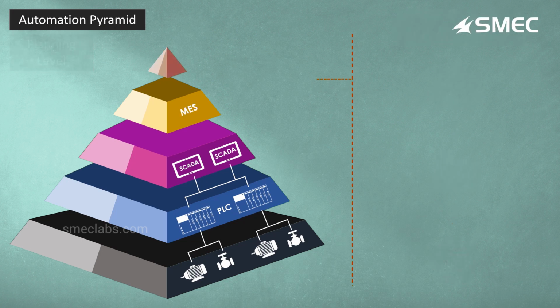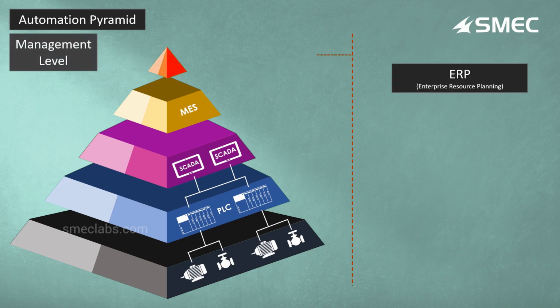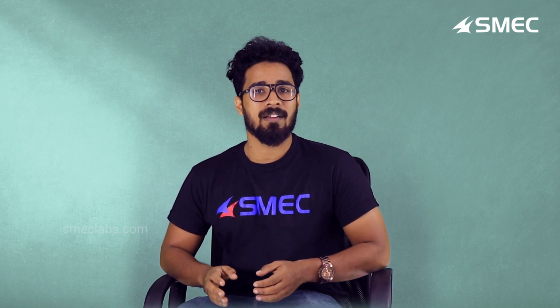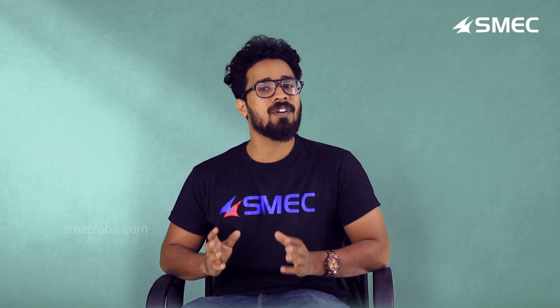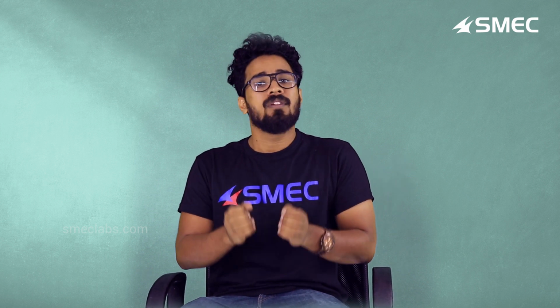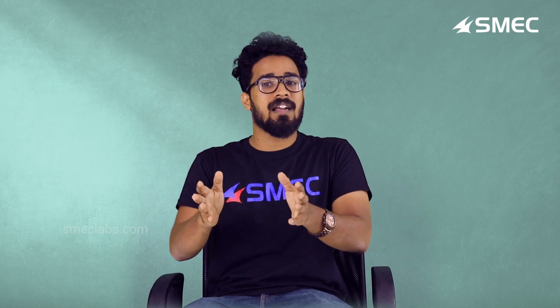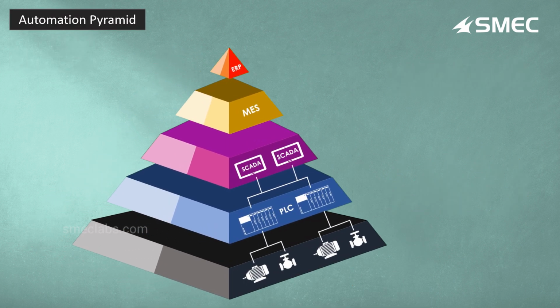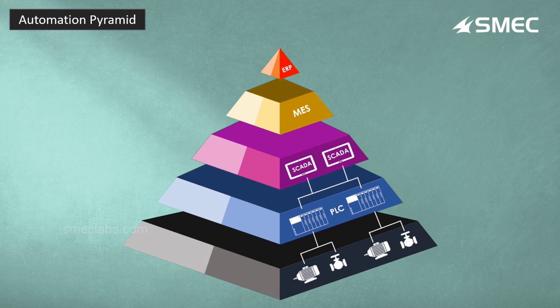The top level is the management level. The management level utilizes the company's integrated management system known as ERP or Enterprise Resource Planning. The ERP is a combination of different computer applications which is used to monitor each and every process happening in a company. Using this, the business can monitor the different operations happening, for example, from manufacturing to sales to purchase and so on. So now we have seen all the different levels of the automation pyramid. Now let's go to the next topic.